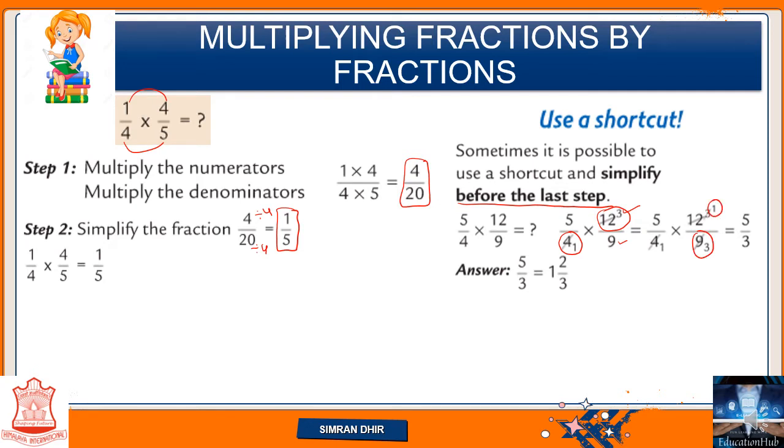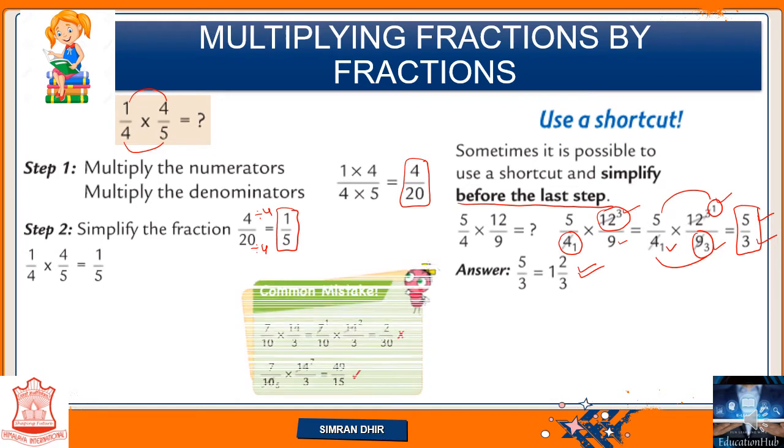So what we are left with? We are left with 1, 3 and this one. So what we are going to do? 5 into 1 times is 5 and 1 into 3 times is 3. So 5 by 3 is the required answer. Now we can see that this is in the improper fraction, right? So we need to convert it into mixed fraction, that is 1 2 by 3. I hope this is clear to you.